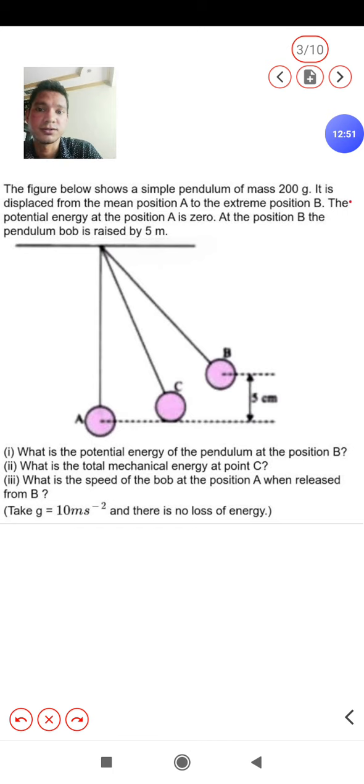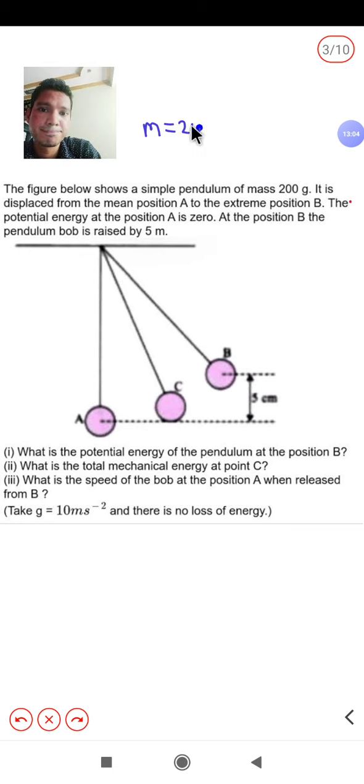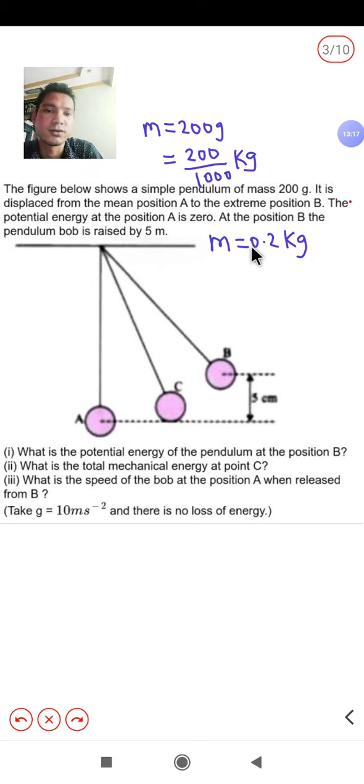Alright, check this one. The case of oscillating pendulum. This question was asked in 2020 ICSE. Figure below shows simple pendulum mass 200 gram. We need to convert this into kilogram. How do we do that? Divide it by 1000. Means mass will be 0.2 kg. Okay, you can directly write. Height is given 5 meter.